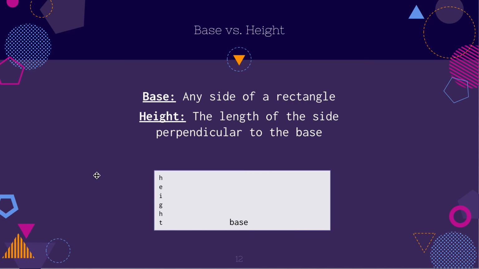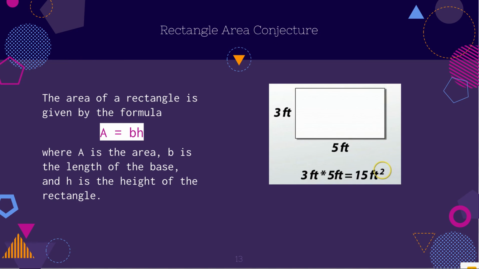Okay? So now that we know that, we can start talking about the rectangle area conjecture. This is one we're going to be adding to our notes. It says the area of a rectangle is given by the formula A equals B times H, where A is the area, B is the length of the base, and H is the height of the rectangle. In this example, we have a base of 5 feet and a height of 3 feet. So we're going to do base times height, or 3 feet times 5 feet, which gives us 15 feet squared. So please write down that formula, label it as the rectangle area formula, and draw the example as well.